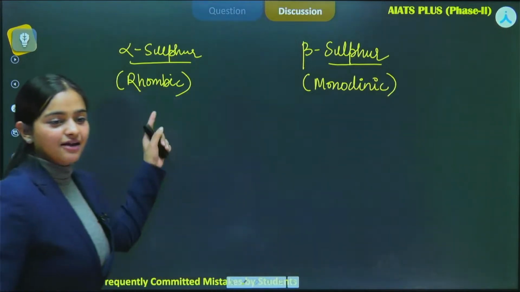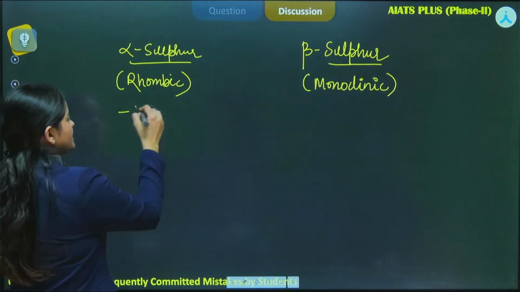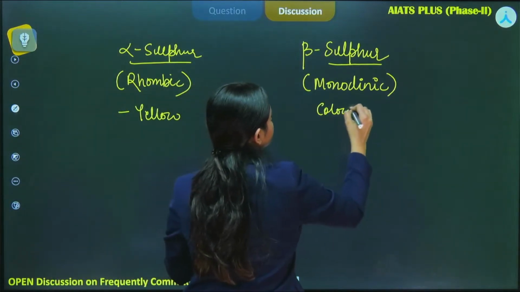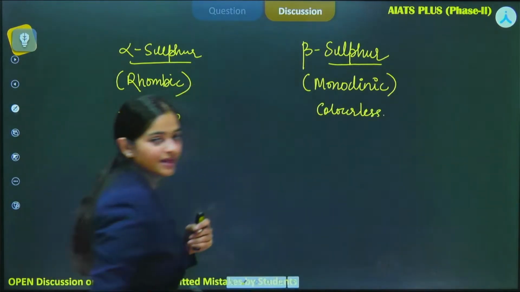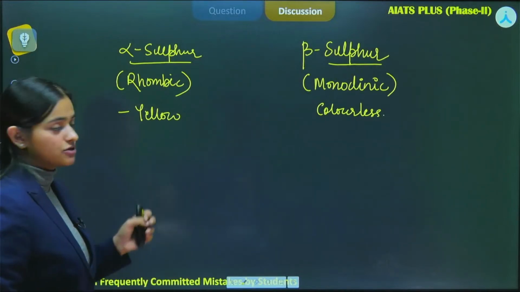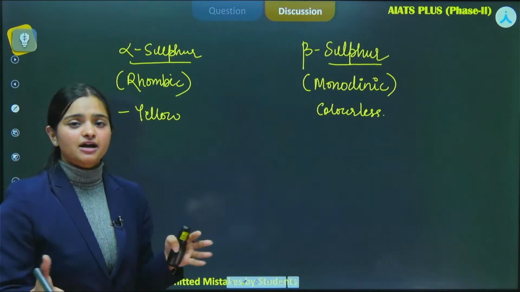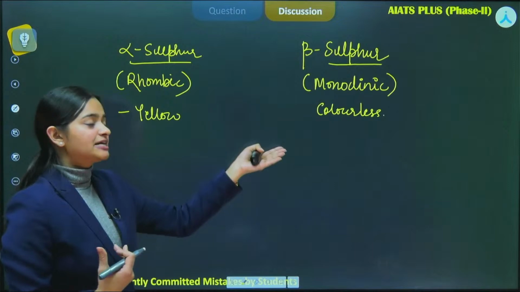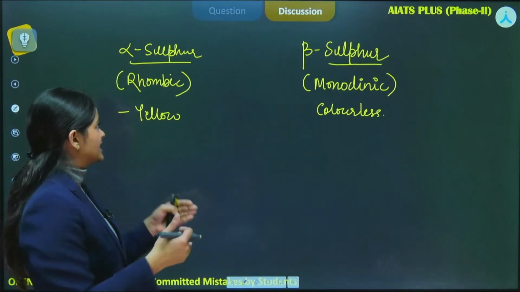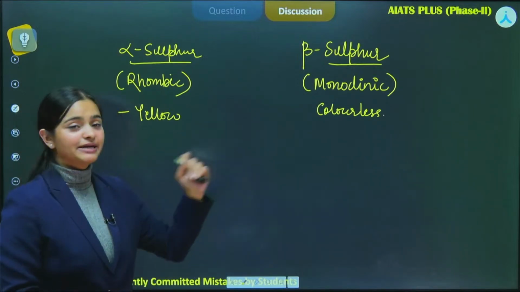Alpha sulfur is rhombic sulfur and this is monoclinic sulfur. It is yellow in color and this is colorless. If we talk about the specific gravity of both the allotropes, then the specific gravity of alpha sulfur is somewhere around 2, whereas beta sulfur is somewhere around 1.9. So it is almost equal, but we say that alpha sulfur gravity is definitely higher than beta sulfur.